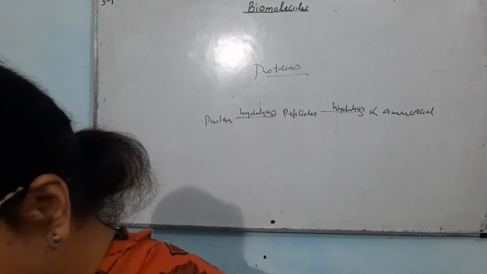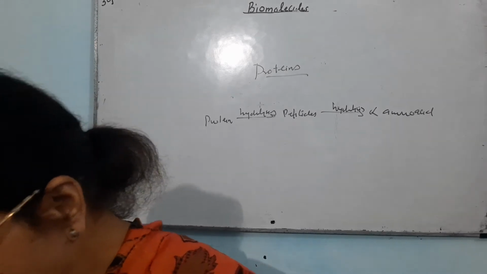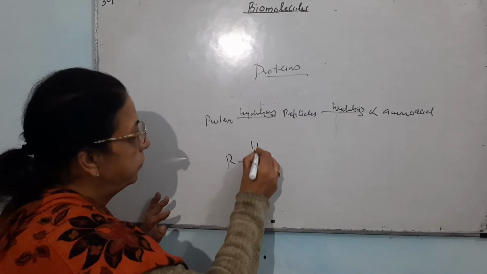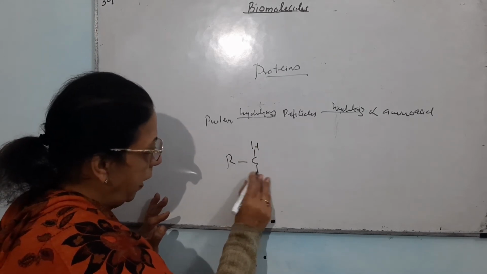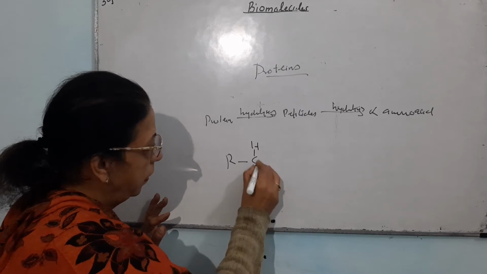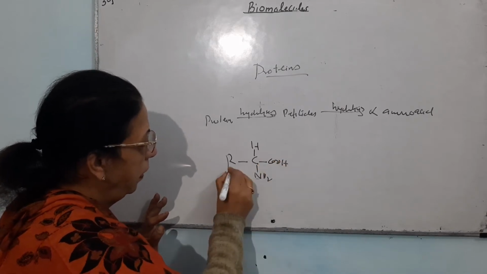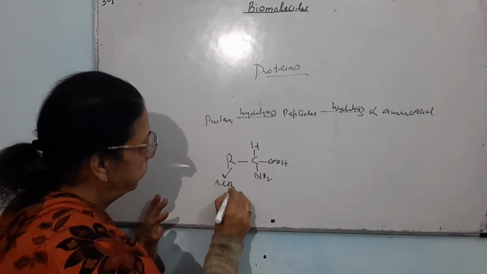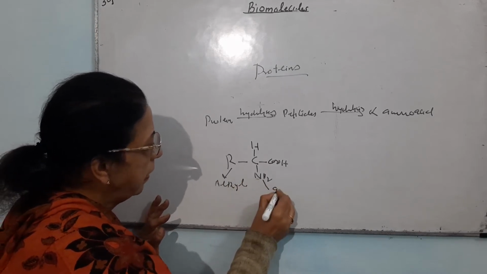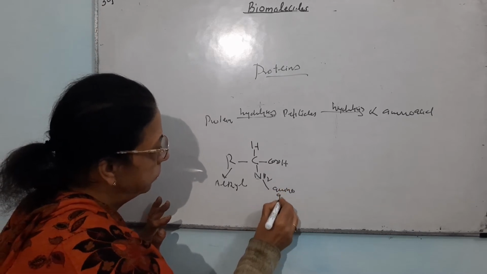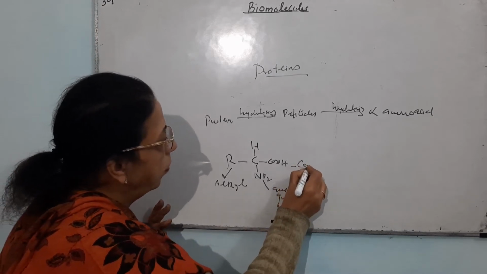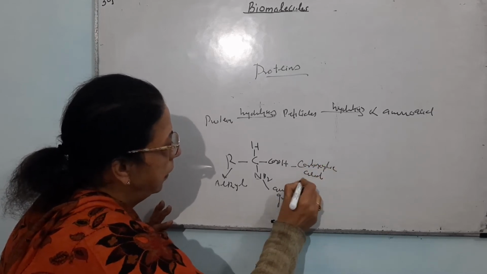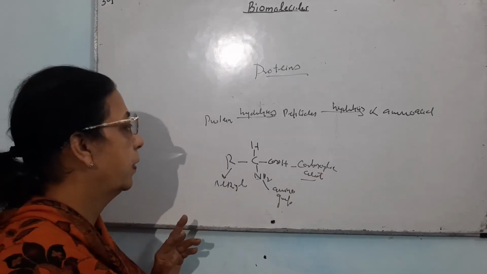If I write the structure of the amino acid, it consists of R, C, H, NH2, COOH. This is the alkyl group, this is the amino group, and this is the carboxylic acidic group. This is the carboxylic acidic group.